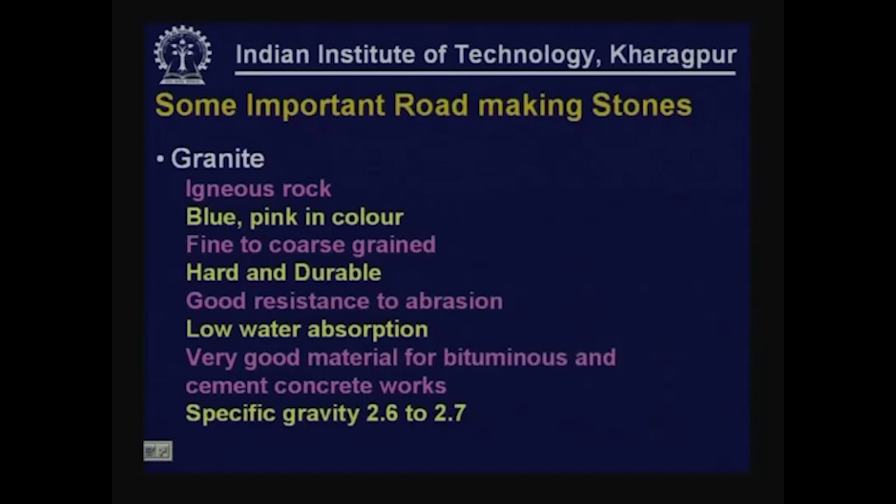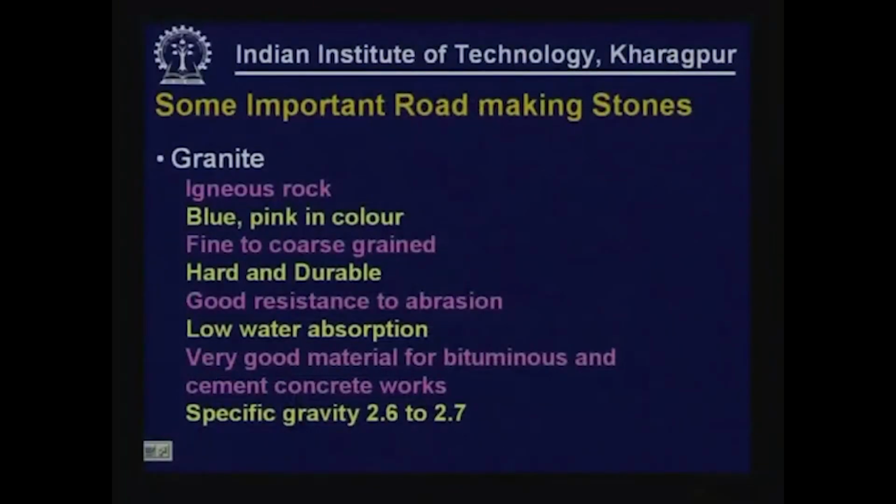We will discuss the significance of the aggregates being hard and durable, also the significance of the aggregates having good resistance to abrasion and so on in the next few slides. So, as I was indicating, these are hard and durable. They usually have good resistance to abrasion, they have low water absorption, they are very good materials for bituminous as well as cement concrete works. Obviously, they are going to be good for other types of layers such as base and sub-base materials, both in flexible pavements and in concrete pavements. Typically, the specific gravity of granite will range from 2.6 to 2.7.